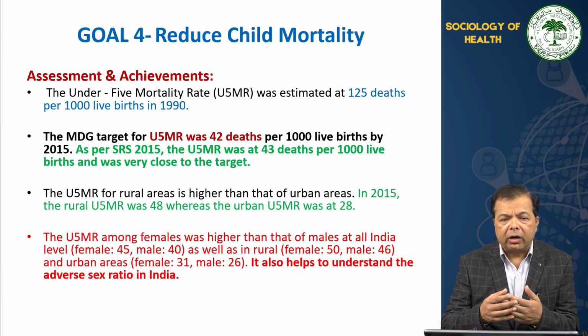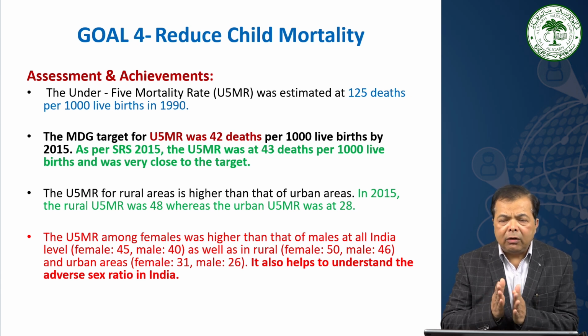Going beyond that, we can find other forms of disparities also, which I have highlighted in red because those are very important. The under 5 mortality rate among females was higher than that of males at the all India level. Among females it was 45 and males 40. In rural areas, female 50 and male 46. And in urban areas, female 31 and male 26.